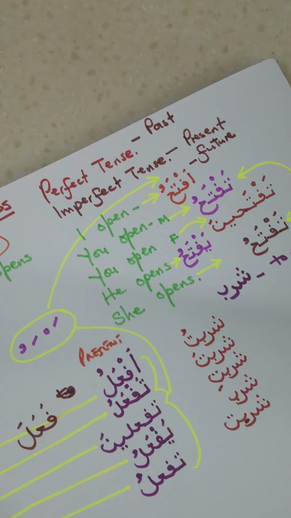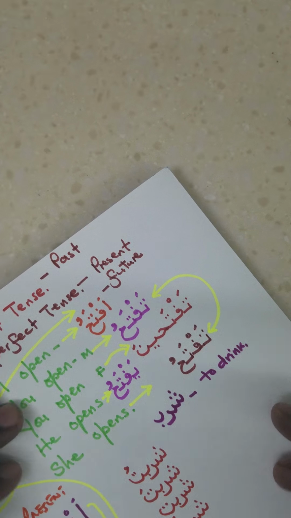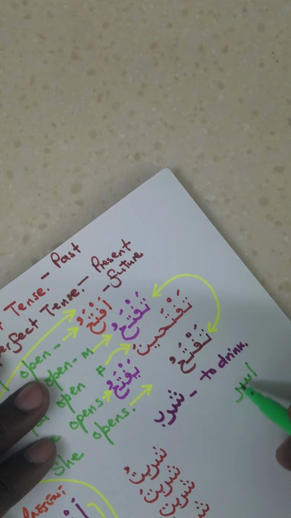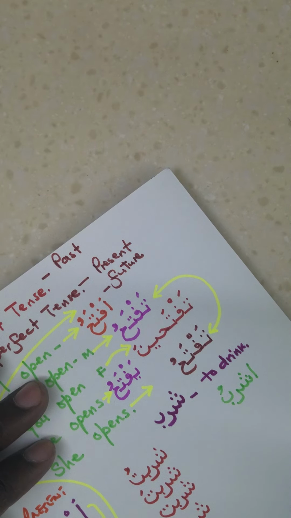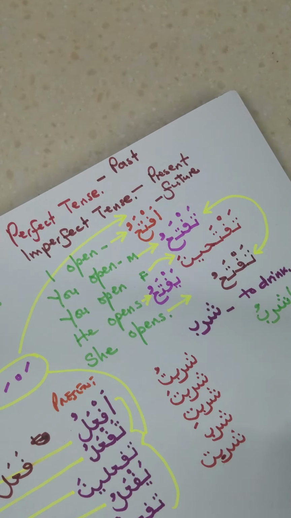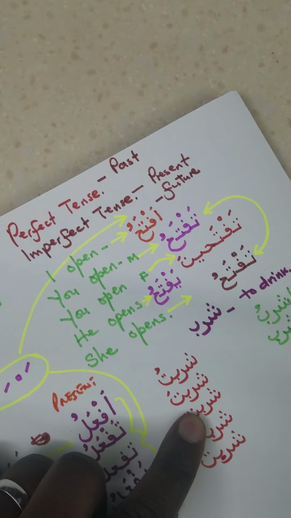Okay, but now if you want to say I drink, it now will become ashrabu. Okay, you see we are even here. Then if you want to say you drink, male is going to be tashrabu. And for the female, this is one which has a bit of a variation. Therefore, we shall have tashrabina.